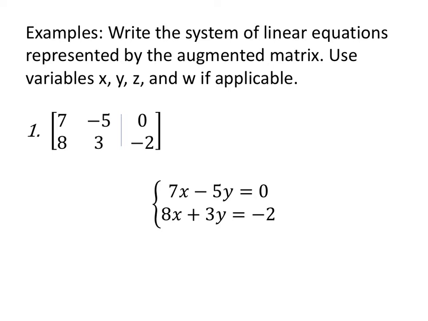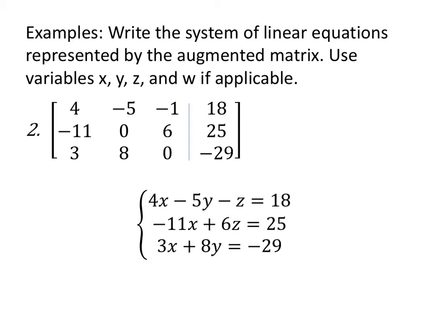But for now, remember, if we're given variables x, y, z, and w, we're not going to need that. We want to write the system, everything in the first column, x, everything in the second column, y. I hit the augmented line, so I know I have an equal sign, and these will be my constant terms. So this says 7x minus 5y equals 0. Second row, 8x plus 3y equals negative 2.